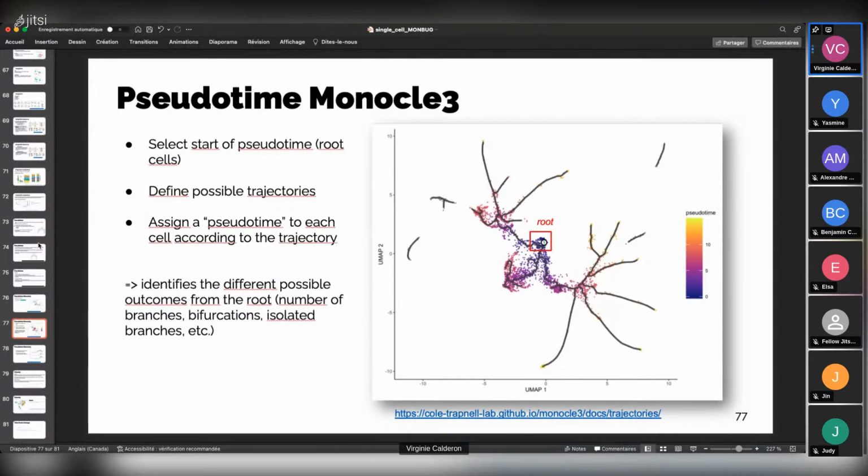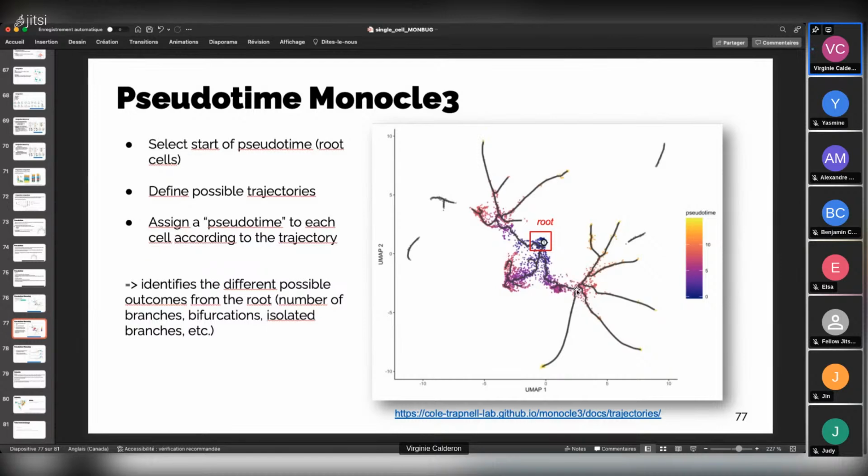So Monocle will identify the pseudotime associated with each cell. Here you see the gradient, blue for initial pseudotime, and here a more advanced state. If we start from the root, you see that the cell evolves. Here you see the pseudotime is increasing, and you have branches here.